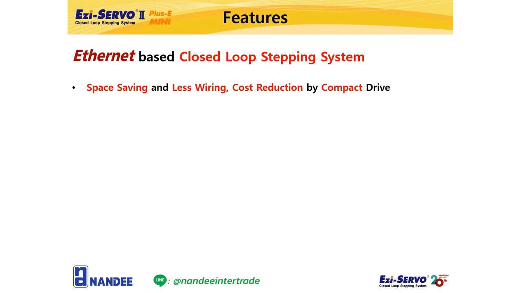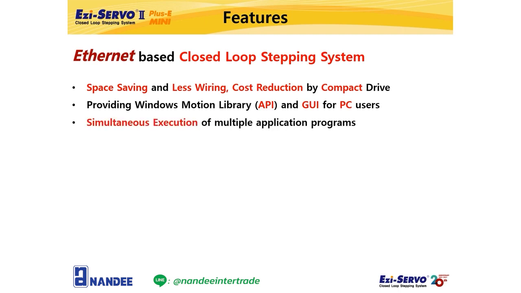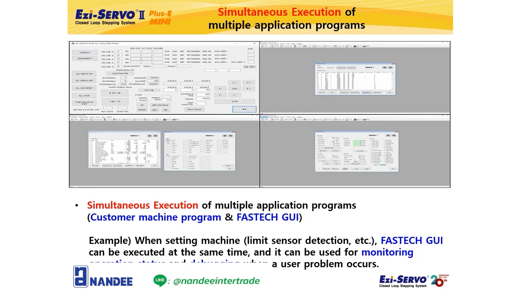As explained before, Windows-based API and GUI are provided for PC users. You can run multiple applications at the same time. With this, it is possible to monitor parameter values, I/O status, position values, speed values, etc. using our GUI program even when the customer's machine program is running.